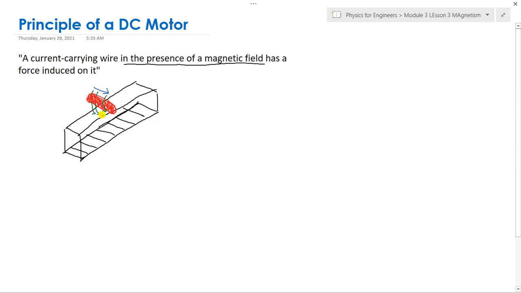Here, by this definition, a current-carrying wire or conductor that is in an area with a magnetic field, in the presence of a magnetic field, has a force induced on it. The railing below also has a magnetic field, either upward or downward. So the magnetic field of the magnet below interacts with the magnetic field of the conductor.